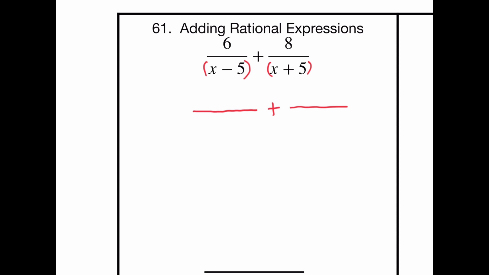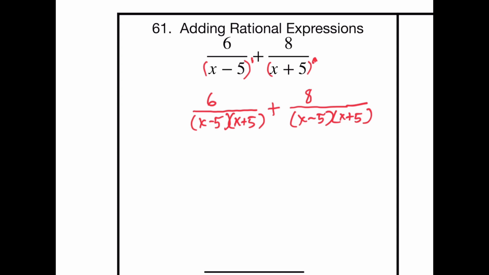So I need to take the lowest power of every factor that I have. So I have an x minus 5 and an x plus 5. I will need both of those in my least common denominator. So I'm going to write x minus 5, x plus 5 in the left fraction, and x minus 5 times x plus 5 in the right fraction. I had a 6 in the numerator to begin with in the left fraction, and I had an 8 to begin with in the numerator of the right fraction.